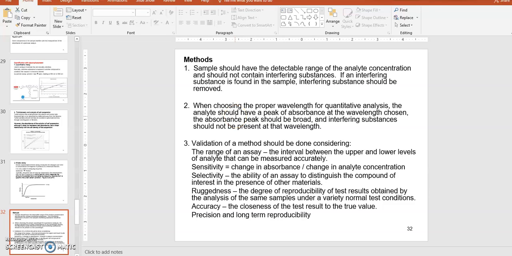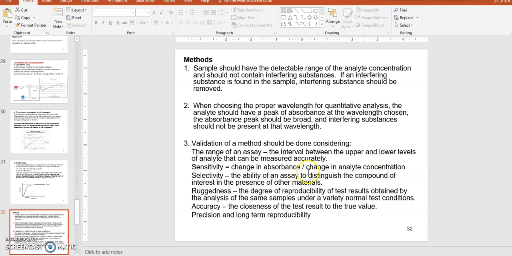So if you don't know what that is, you may have to do the scanning spectroscopy and see at which wavelength your light is best absorbed by your sample. And then validation of a method should be done considering the range of an assay, like I said. Okay, the lowest amount of your analyte, the highest amount of your analyte, in between the threshold you should use your assay. And sensitivity, again, change in absorbance versus change in analyte concentration.